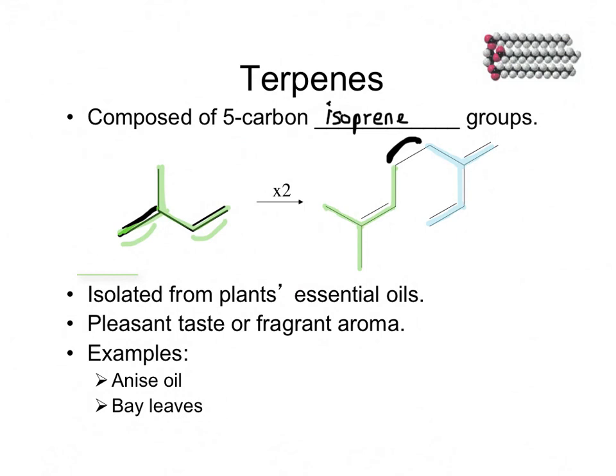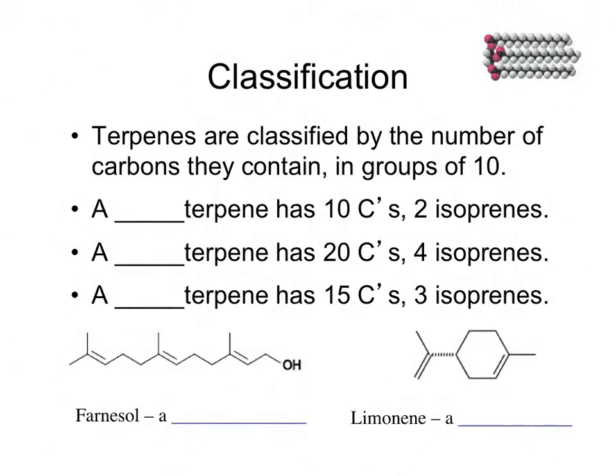So let's take a look at some different terpenes. Okay, we have two of them down there at the bottom. There's an example of farnesol and limonene. And we'll go through and identify the isoprene units in just a minute or two. But let's first classify them.